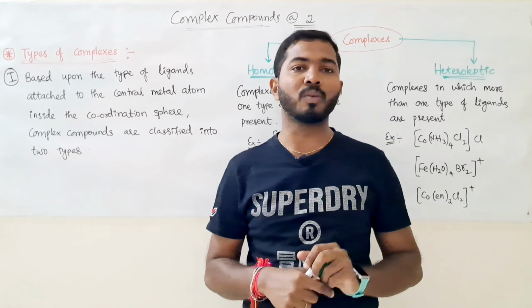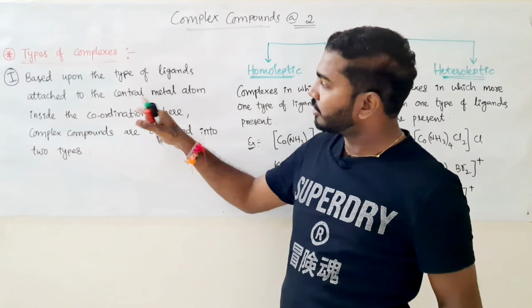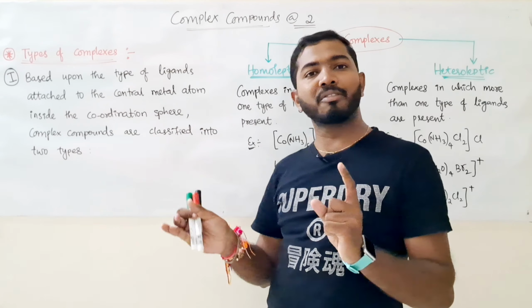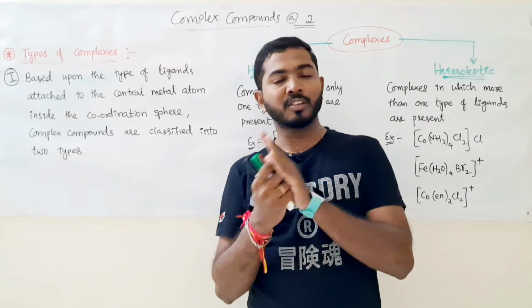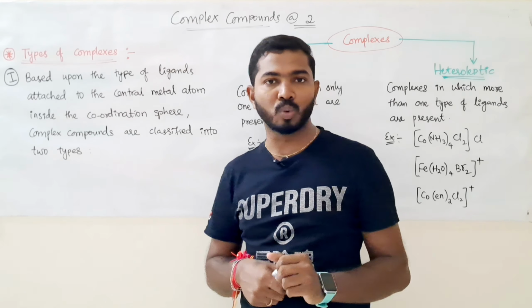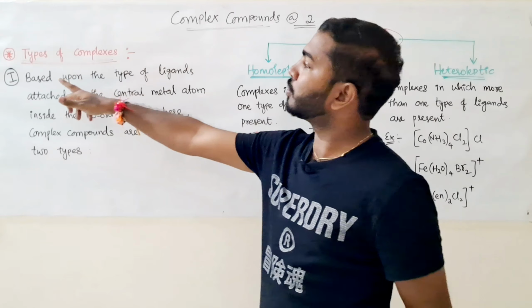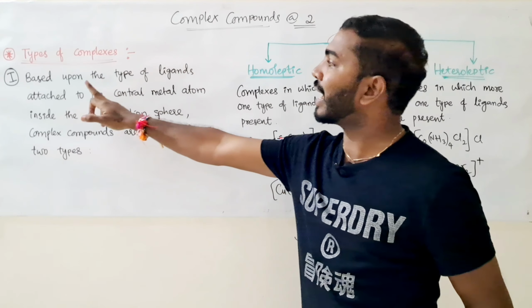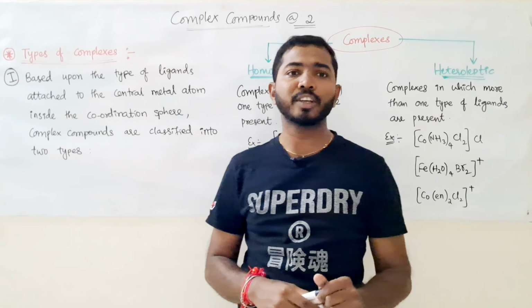So we have seen what is coordination sphere, what is ligand, what is coordination number, everything in my previous video. So hope you understood well, and if you didn't watch that particular video, please do watch it. And now, the first type of classification of complexes is based upon the type of ligands attached to the central metal atom inside the coordination sphere.